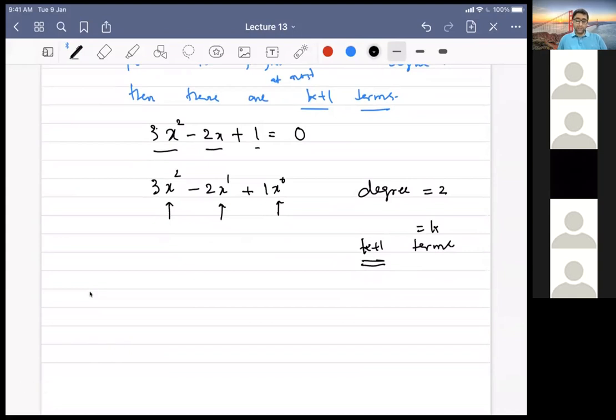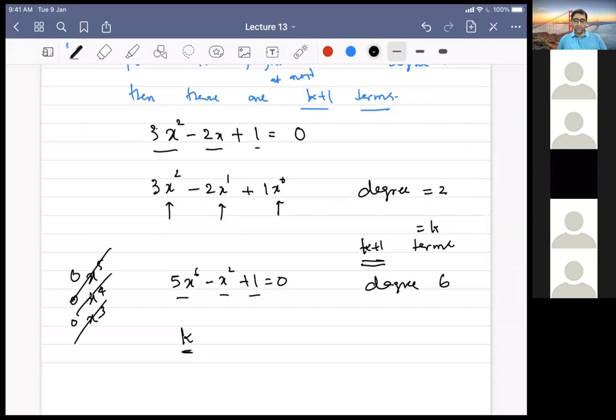But it is possible, let's say I have a polynomial which is 5x power 6 minus x squared plus 1 equal to 0. This is a polynomial of degree 6, but there are only three terms, right? So the k over here is basically the number of terms. It's not the degree of the polynomial, rather it's the number of terms. But since we assume that the polynomial will be complete, in the sense that every term will exist there. So for example, in this polynomial, there is a term with x power 5, x power 4, x power 3, but these coefficients are zeros, right? Therefore, we don't include them. So this k is basically the number of terms.